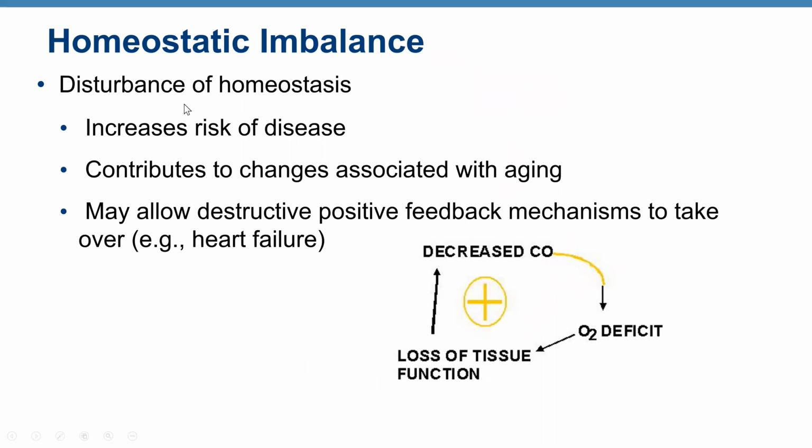Okay, so here's our disturbance of homeostasis that increases risk of disease. If we cannot keep homeostasis, then we might end up with a disease. With aging, when we get older, of course, it contributes to disturbance of homeostasis. And as we already mentioned, positive feedback can take over. As I just told you, an example is heart failure.